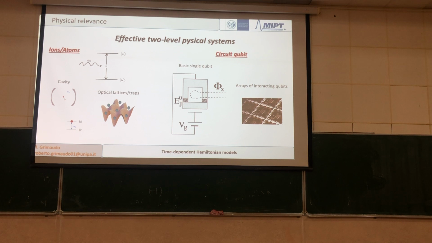And we know that generally an ion or an atom is an n-level system, so we have a lot of energy levels.